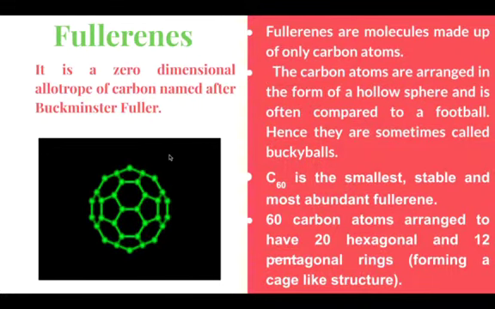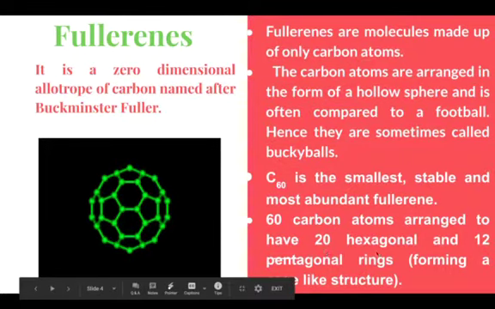Okay. Now, many fullerene molecules with different numbers of carbon atoms like C60, C70, C74, etc. have been prepared. But C60 with 60 carbon atoms is found to be the smallest, stable and most abundant fullerene. And here the 60 carbon atoms in a fullerene molecule are arranged to have 20 hexagonal rings and 12 pentagonal rings forming a cage-like structure.